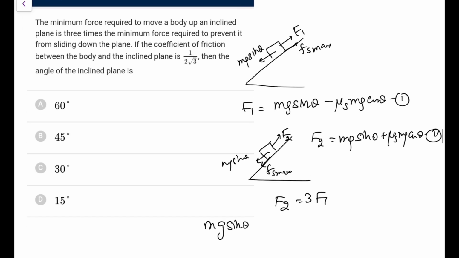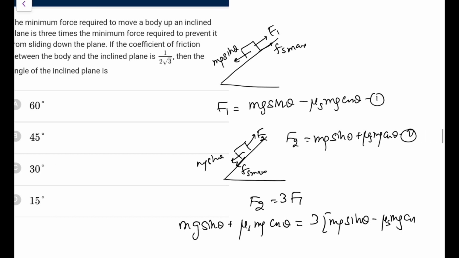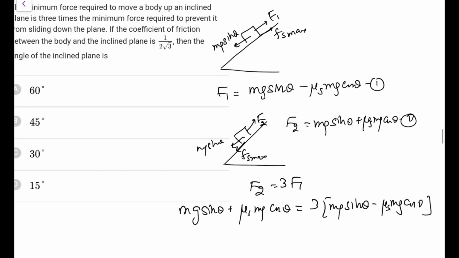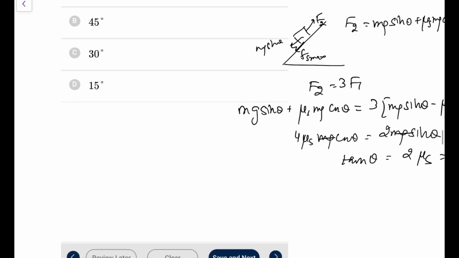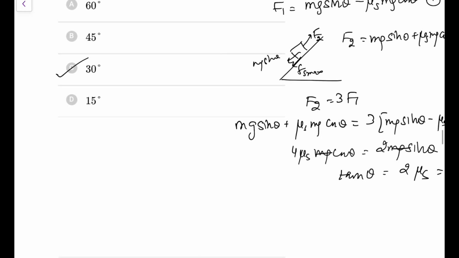Mg sin theta plus mu s mg cos theta is equal to thrice of mg sin theta minus mu s mg cos theta. So what we have now, 4 mu s mg cos theta comes here, 2 mg sin theta remains here. So this mg goes. So what we are left with, we have to find the angle. So this tan theta becomes 2 times mu s, that is 1 by root 3. 1 by root 3 means the angle would be 30 degree. So go for this option C, that would be the answer.